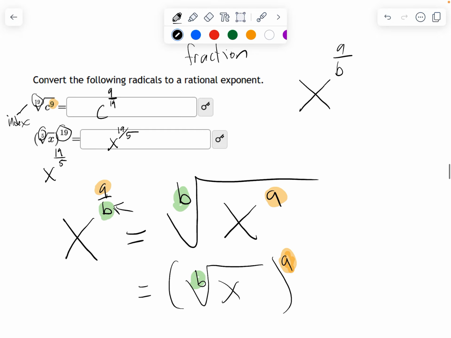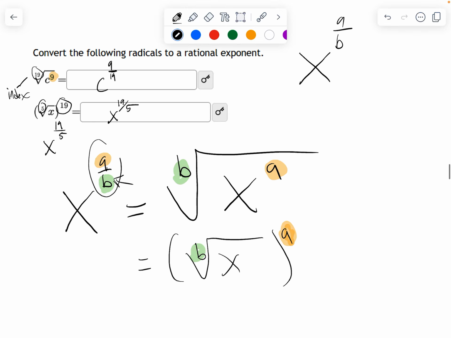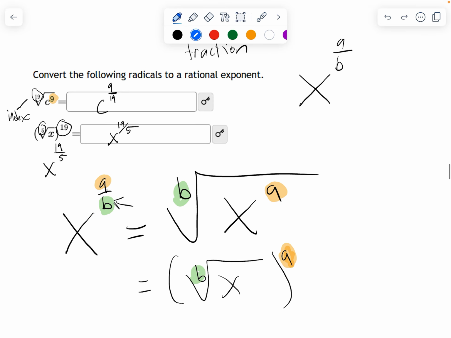And then one last thing to mention is that whatever is being raised to that fractional exponent is the radicand. So let's say we have something a little more complicated in the radicand's place. Something like 2x minus 1 raised to the 1/2 power. Then what would go in the radical would be 2x minus 1. The entire thing that was raised to that power is the radicand. So the base of our power is the radicand.